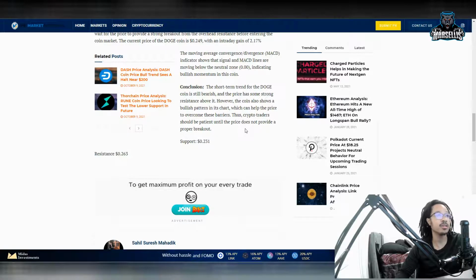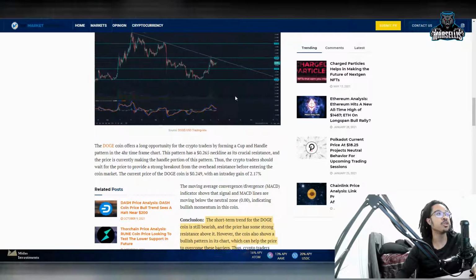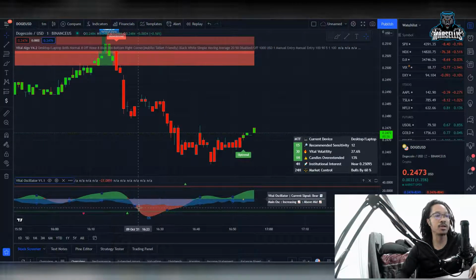Remember, I'm not a financial advisor. This is not financial advice. And anyways, the short-term trend for the Dogecoin is still bearish, they say. However, the coin also shows bullish patterns in its chart, which can help the price overcome these barriers. So there's bullish patterns in the Dogecoin chart, but you see short-term bearish stuff happening because of overselling, which means that we're probably about to go on a bullish movement here, which is why you see this uptrend forming now.